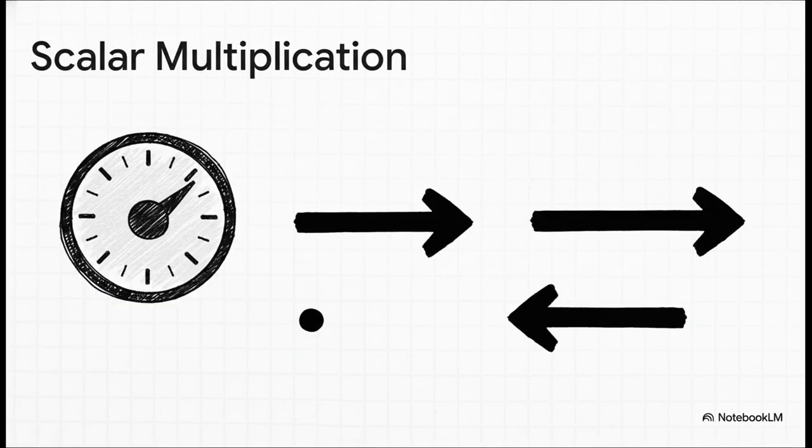Now, what if you multiply a vector by just a plain old number, a scalar? Well, think of it like a volume knob. If you multiply by 2, you double the vector's length, but it points the same way. If you multiply by -2, you double its length and you flip it around 180 degrees. And if you multiply by 0, poof, it just collapses the vector into a single point. We call that the zero vector.